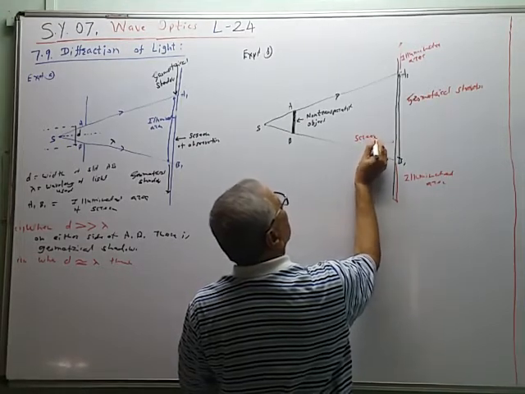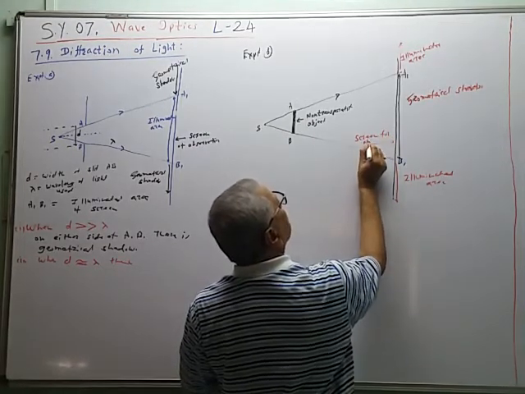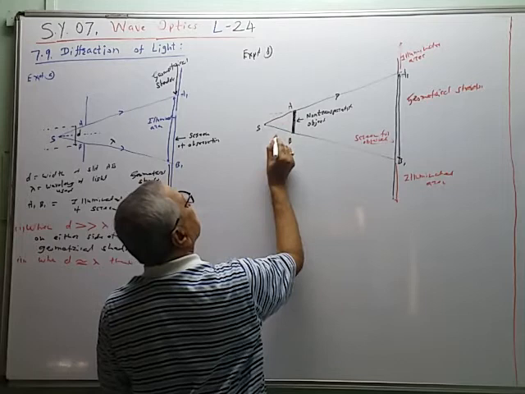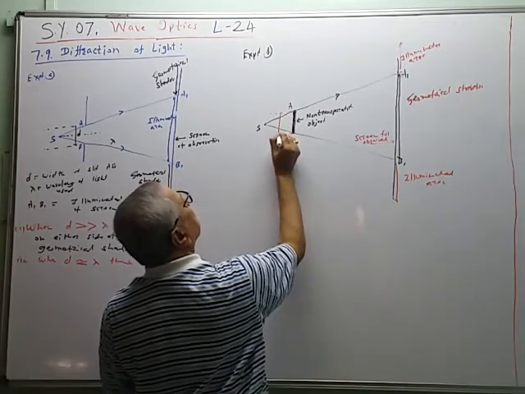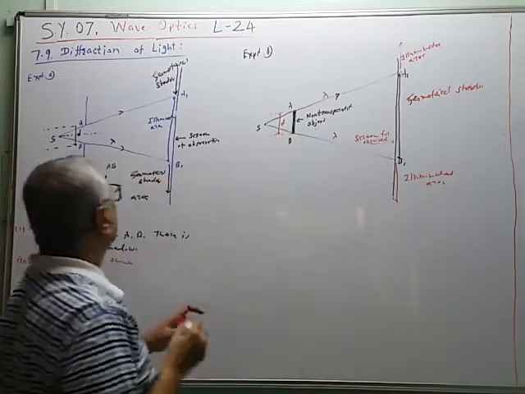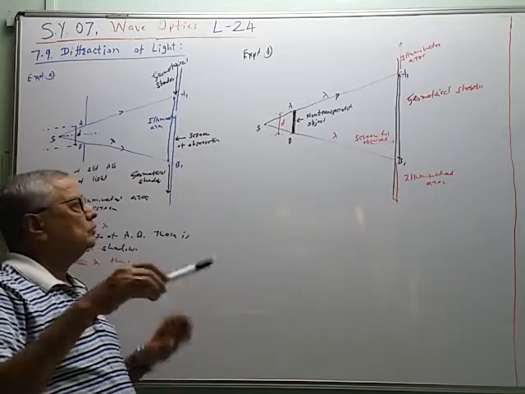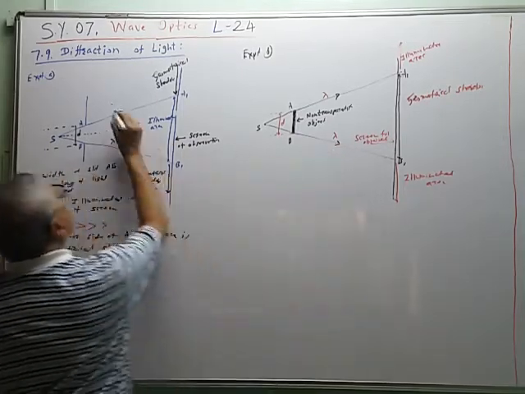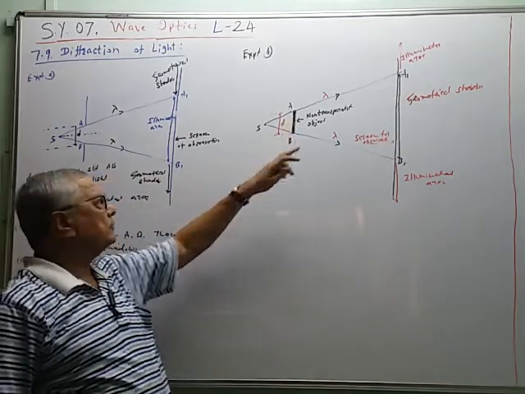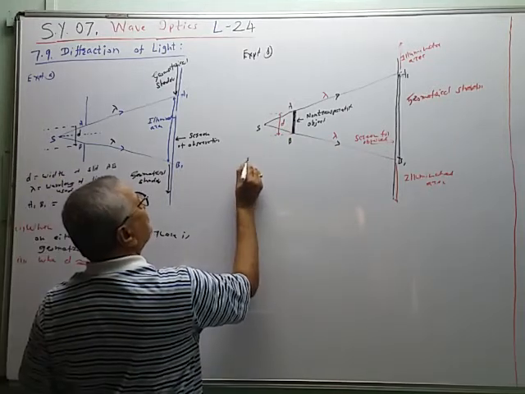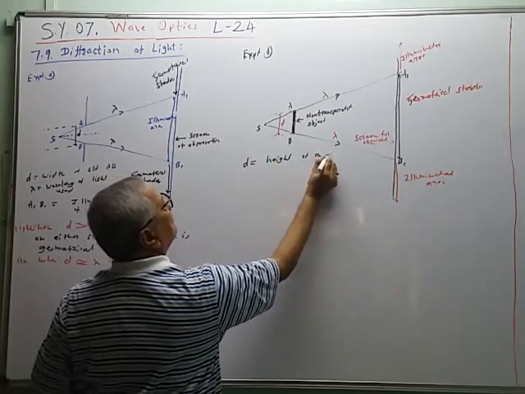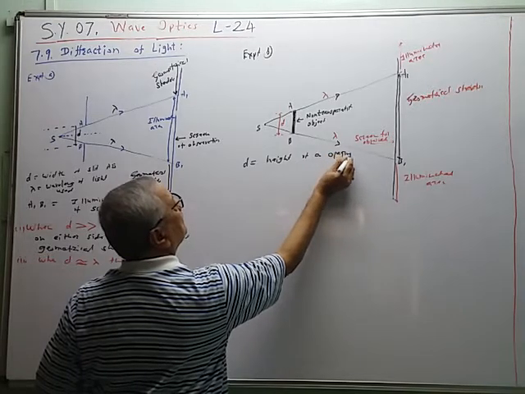This is the screen for observation. This AB has the width d. This has wavelength lambda, like this. So again, d is the height of the non-transparent object, lambda is the wavelength. So here only the change occurred: d is equal to the height of an opaque object.